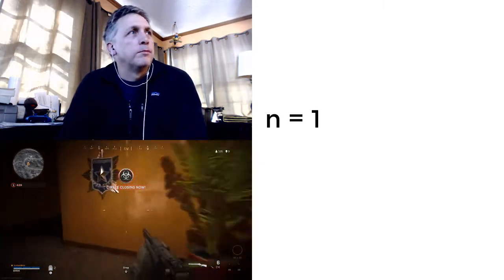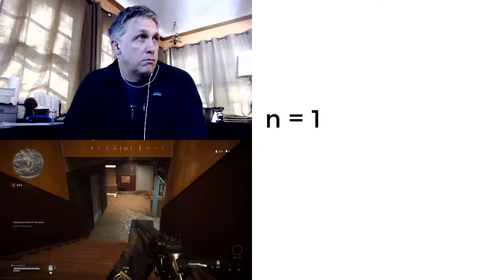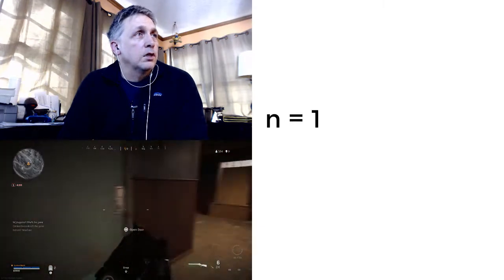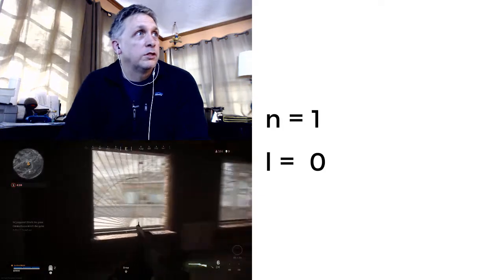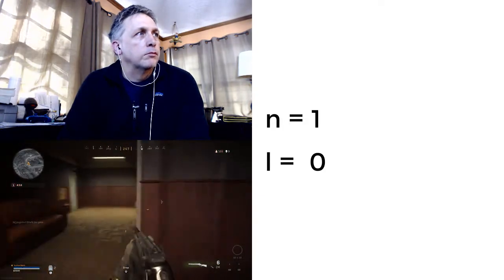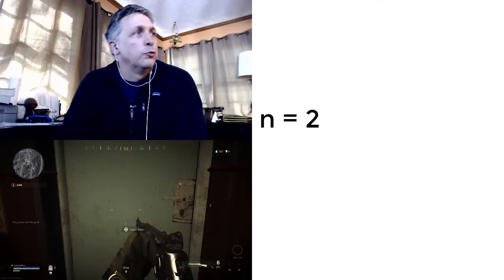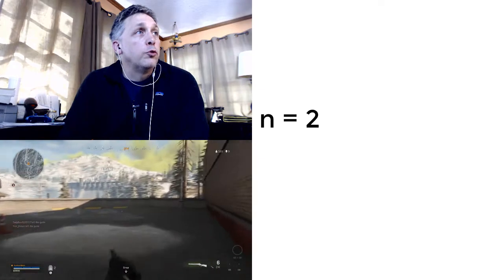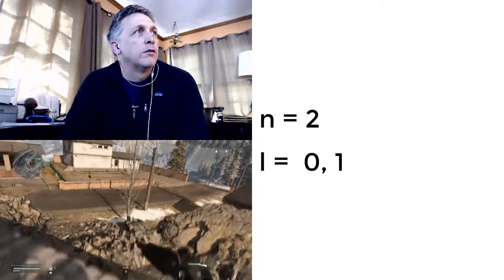So when you're talking about the first shell, n equals 1, the only allowed value for L is 0, because n minus 1, 1 minus 1, is 0. When you go to the second shell, n equals 2, then you have two values of L, 0 and 1.